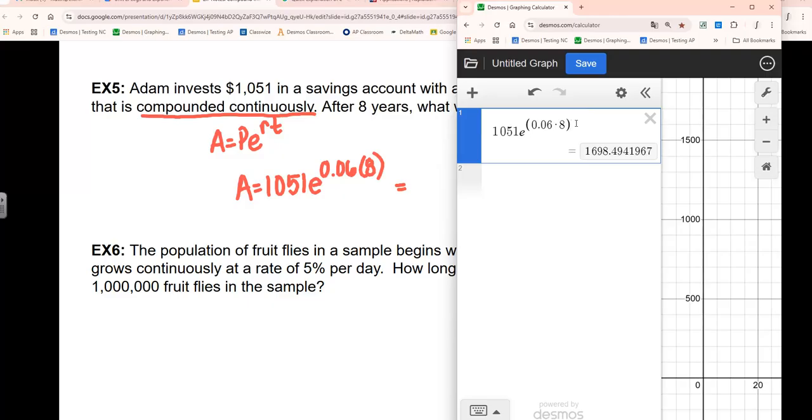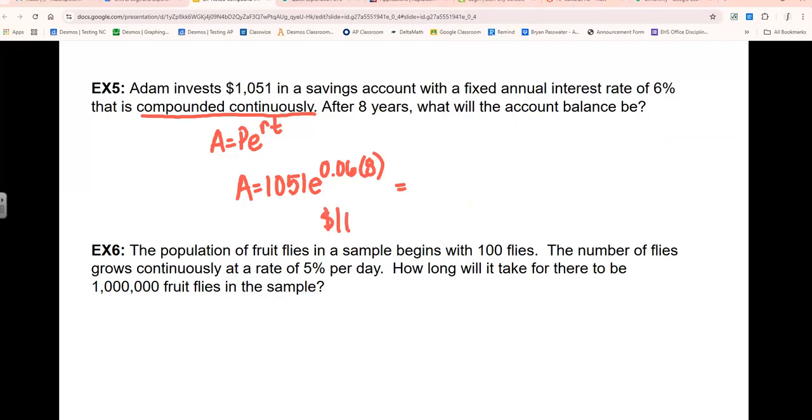All right, so we would get 1,698.49 for our answer there. So if you see that phrase compounded continuously, you need to use the Pert formula. It's really not difficult to use. It's as easy as any of them really. It's actually probably the easiest one, really.